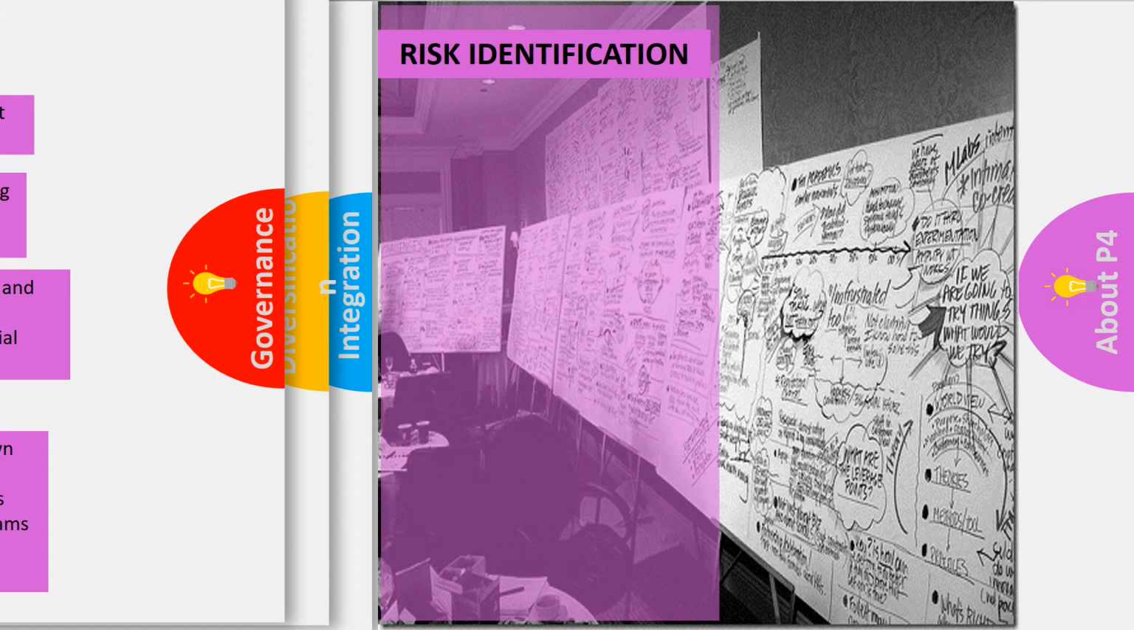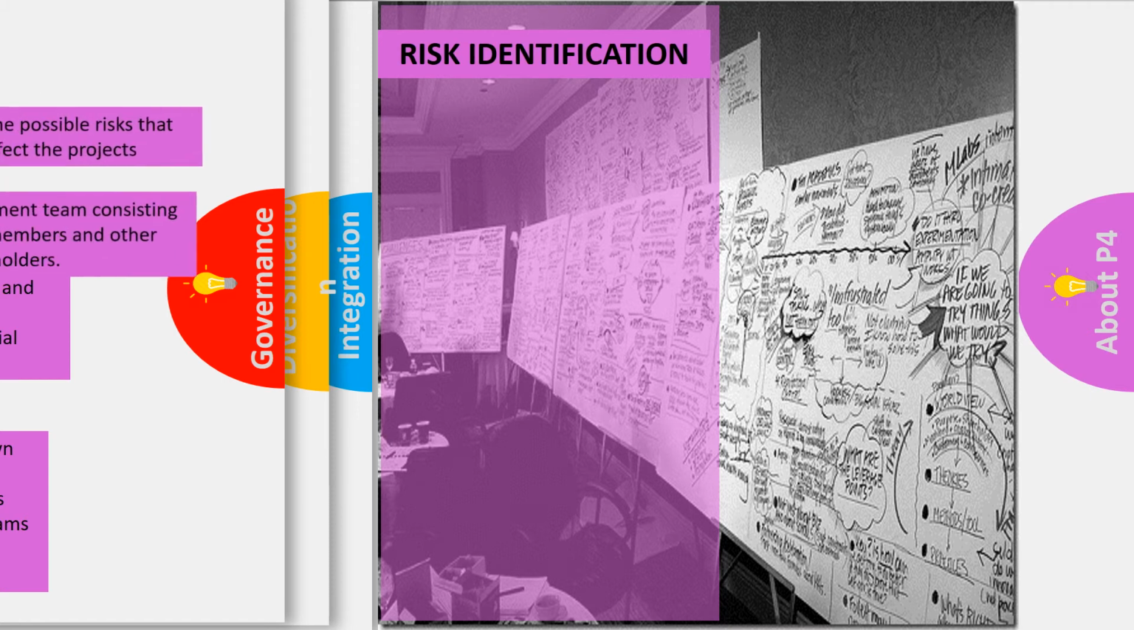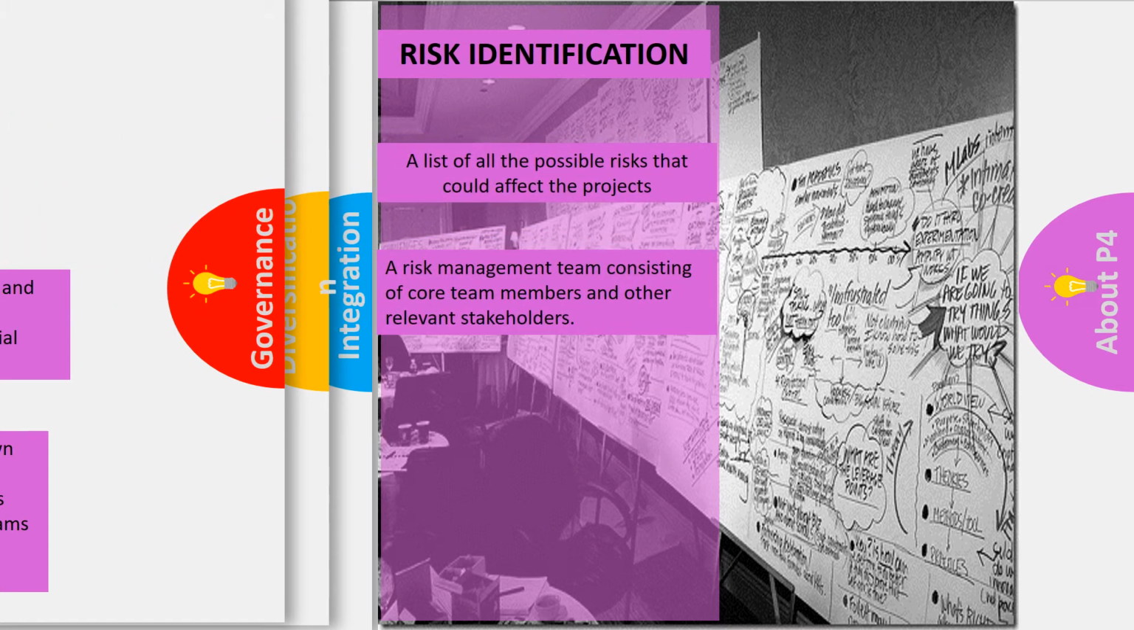So let's look at risk identification. Again, we kind of covered it in the video as well. It is a list of all the possible risks that could affect the project, at different parts of the project as well: within the planning stage, within the execution stage, and different parts and areas of it. There is a risk management team consisting of core members and other relevant stakeholders. Get the stakeholders involved as well to see what possible risks there are.